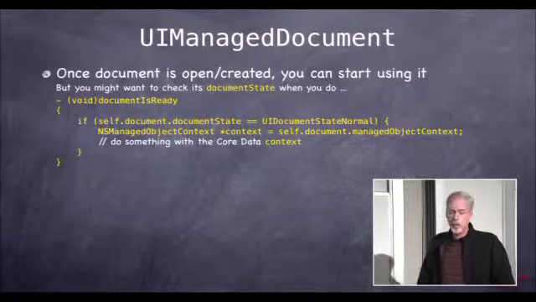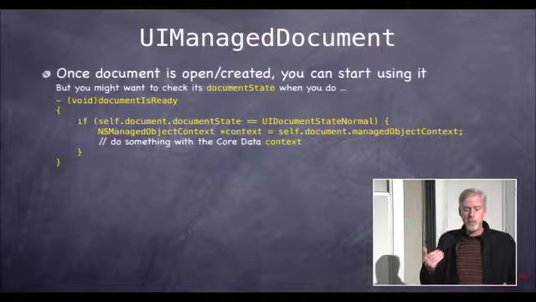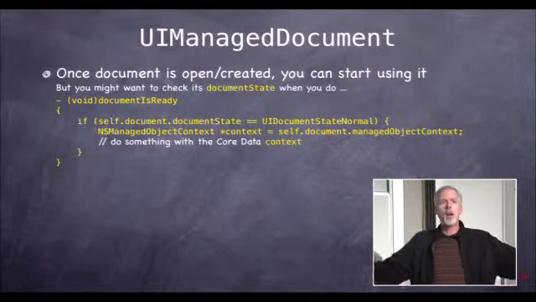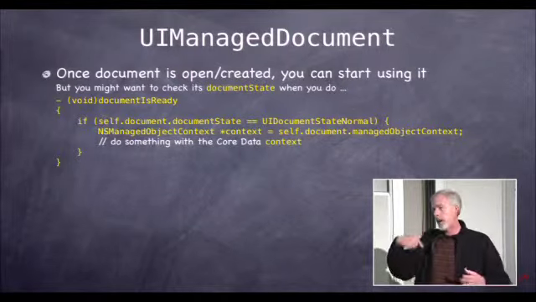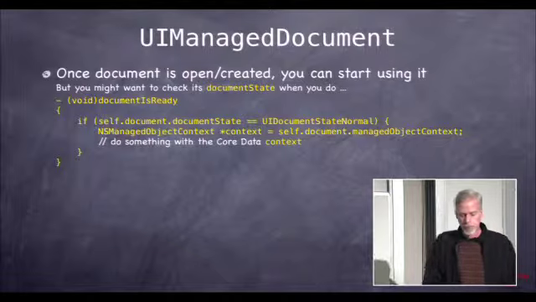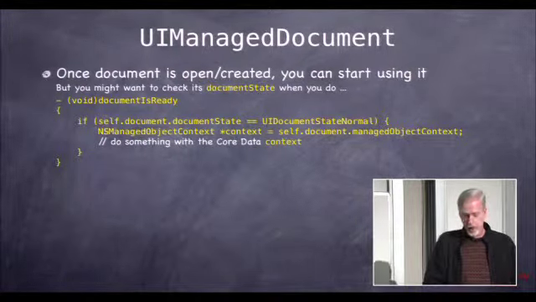But still, it's good to check it there. And then notice what I'm doing: if my document state is normal, I'm getting the document context, and then I'm going to go do all my Core Data stuff. Create objects, query and get some out of the database, set their attributes, blah, blah, blah. Okay? I probably won't do it all right there in this method, but I can get started doing that now.